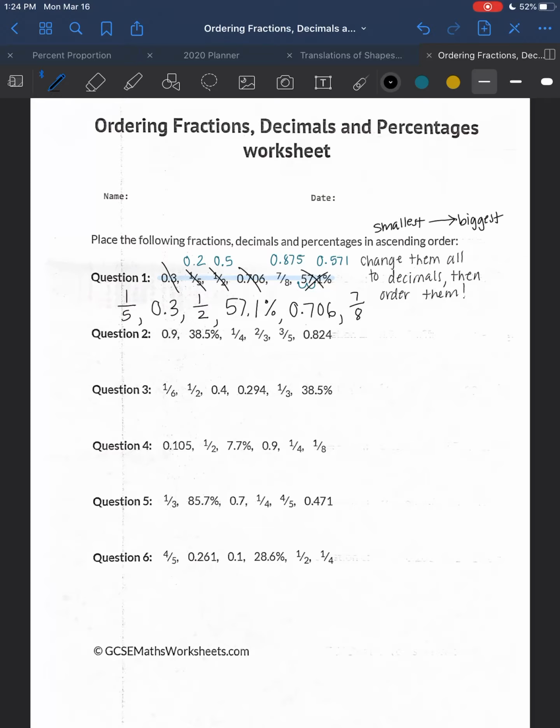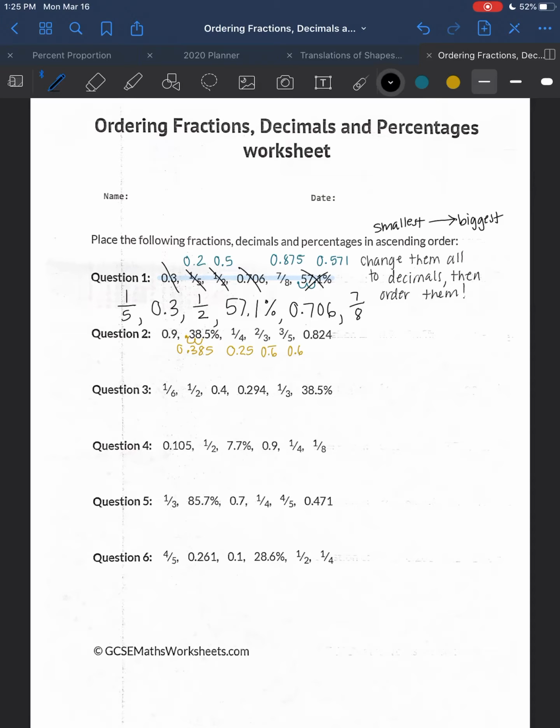So let's do number 2, okay? This time I'm going to write my numbers underneath, since I used the room up there. 0.9 is already a decimal. 38.5%, I'm going to move my decimal 2 places to the left. So that is 0.385. 1/4 is 0.25, if I put that in my calculator. 2/3 is 0.6 repeating, if I put that in my calculator. 3/5 is 0.6, and 0.824 is already a decimal.